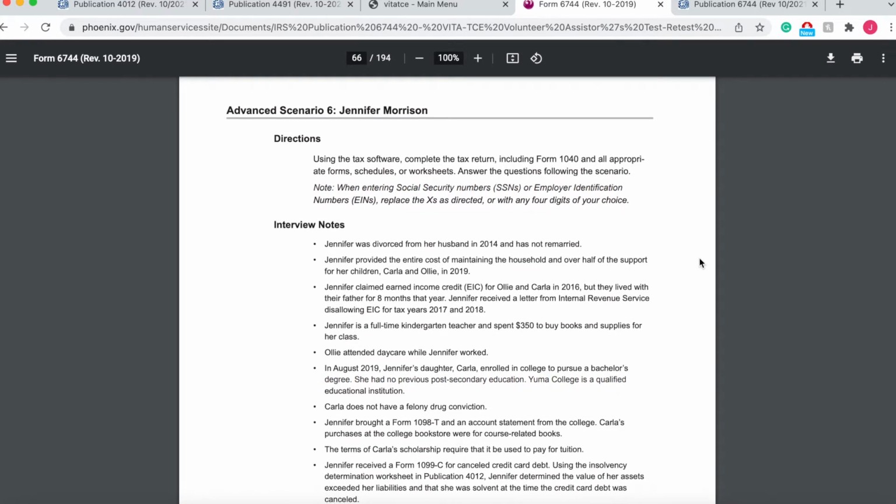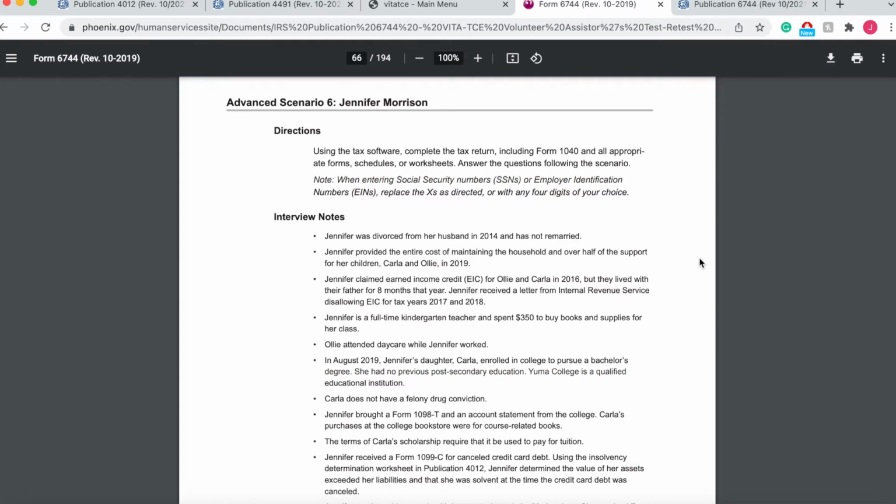The first thing that you always want to do when coming into a scenario like this, and again, this mirrors the actual interview that you would have with the taxpayer, is to review the notes that you took from your interview with the taxpayer. From the notes, we can see that we're preparing a return for Jennifer Morrison, and that Jennifer was divorced from her husband in 2014 and has not remarried. Jennifer provided the entire cost of maintaining the household and over half of the support for her children, Carla and Ollie.